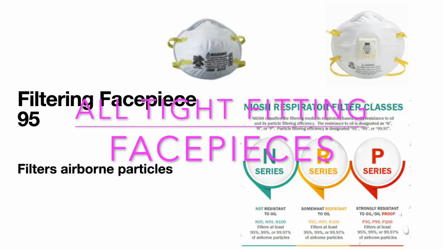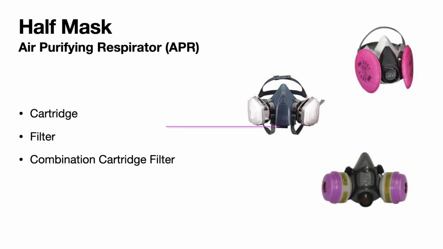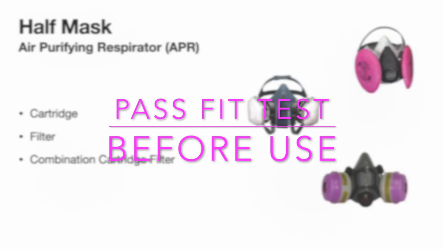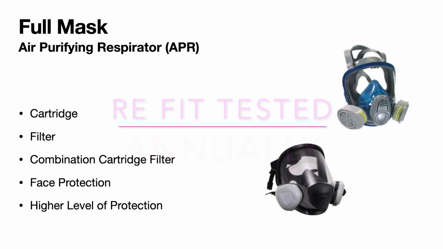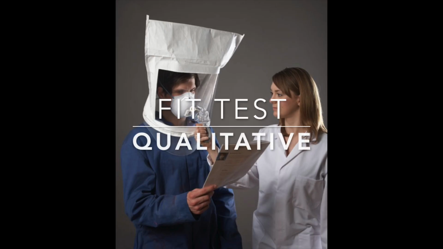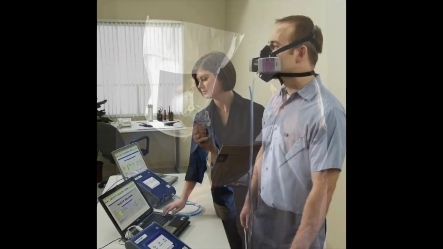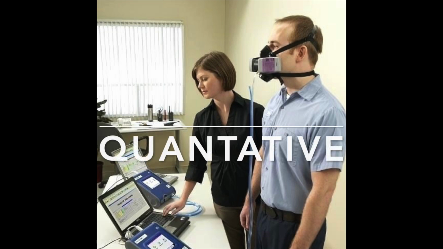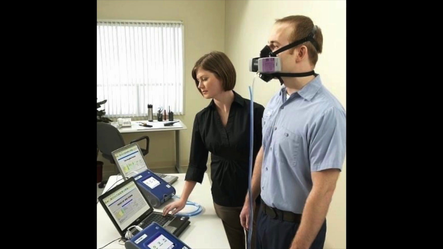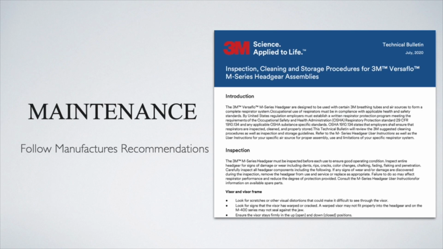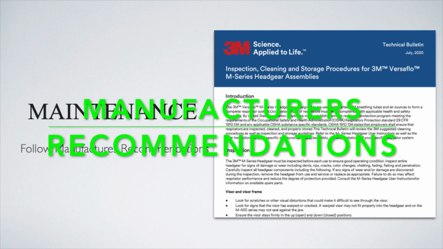All tight-fitting face pieces, including filter masks, half masks, and full masks, all need to be fit tested annually. It could either be a qualitative fit test, which is the minimum and gives you a protection factor of 10, or you may need to go to a quantitative fit test, which is done with a special piece of equipment attached to a computer. Those protection factors are then determined by measuring the air outside versus inside the mask. In all cases, you must follow the manufacturer's recommendations for maintenance.